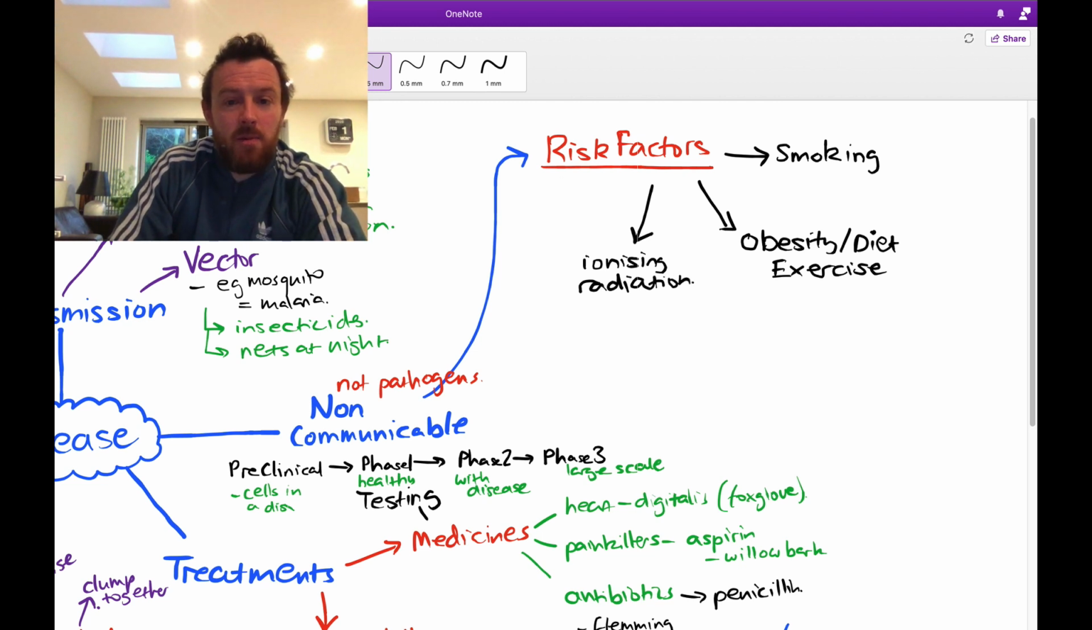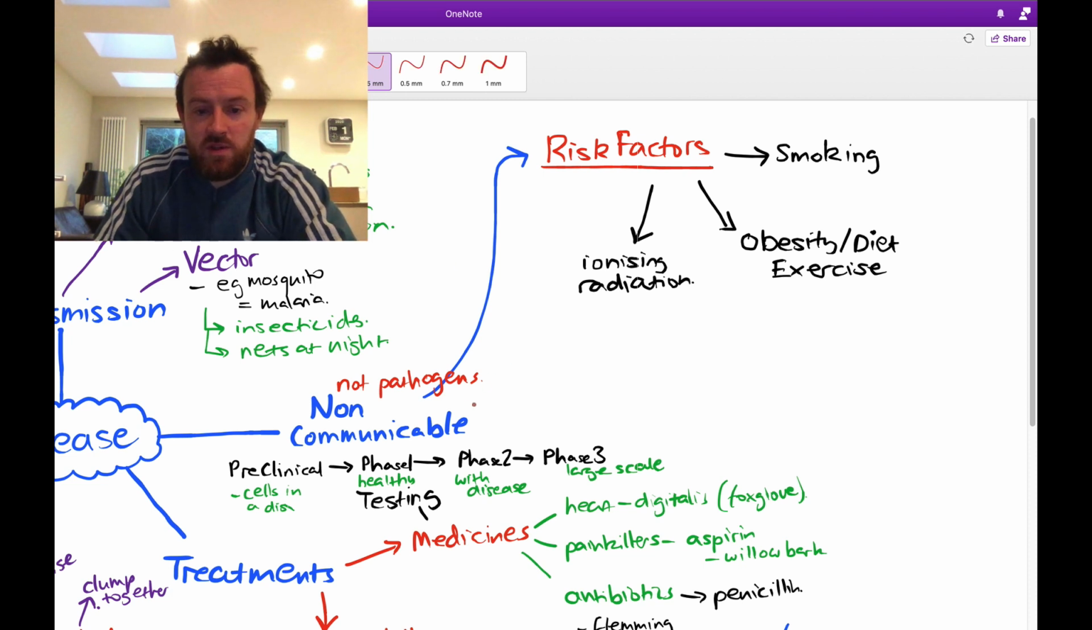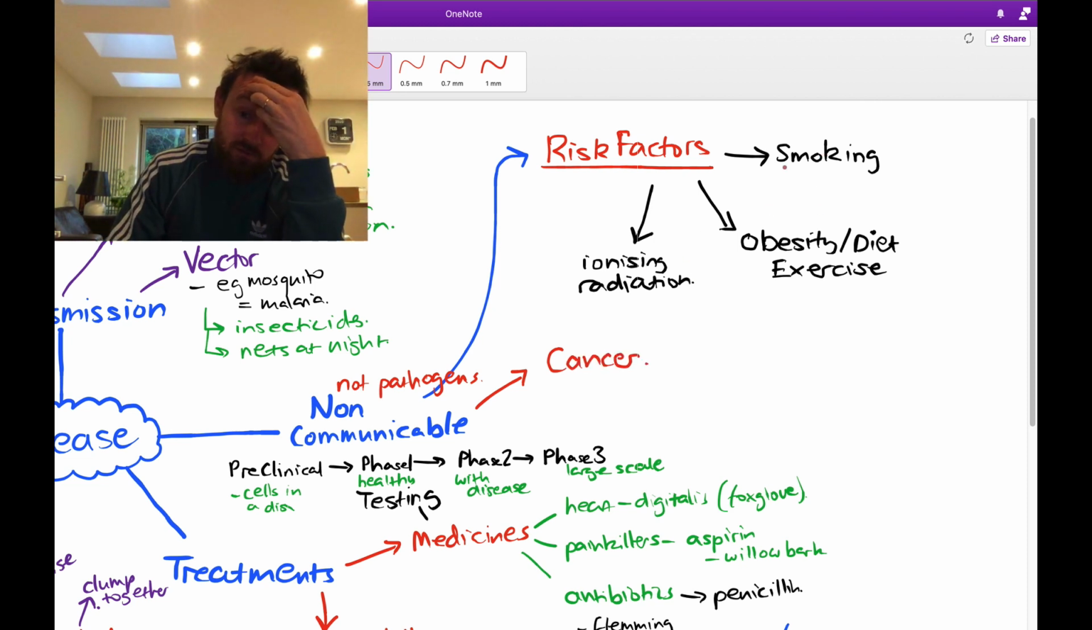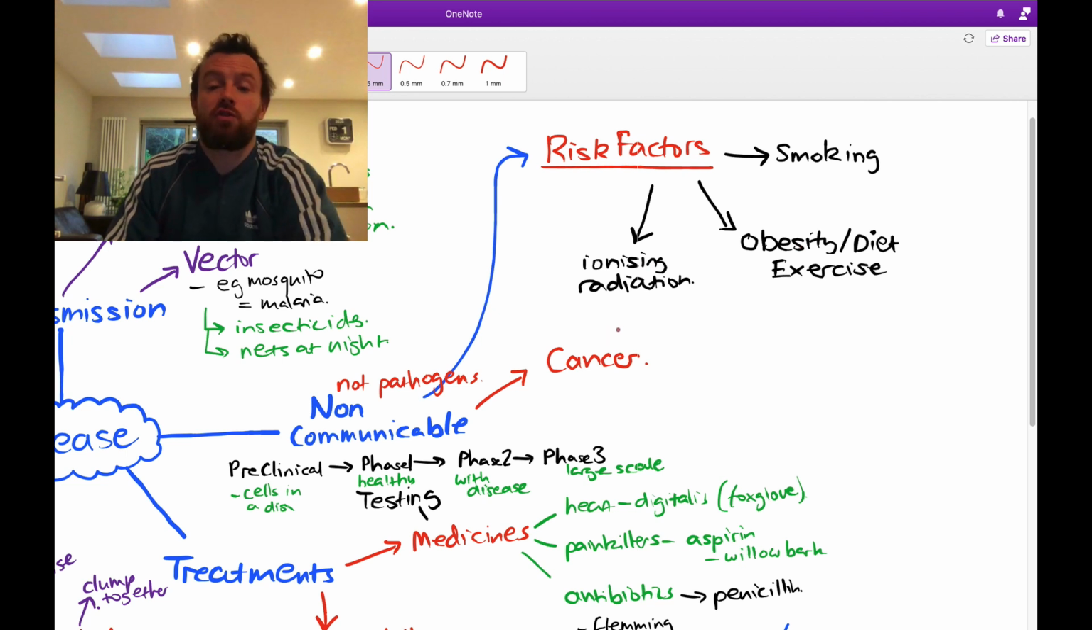Now, one type of non-communicable disease that we also need to spend a little bit more time on is cancer. Actually, all of these risk factors, boom, boom, boom, they all contribute to cancer. They all make it more likely. But some other cancers also can be caused by viruses.